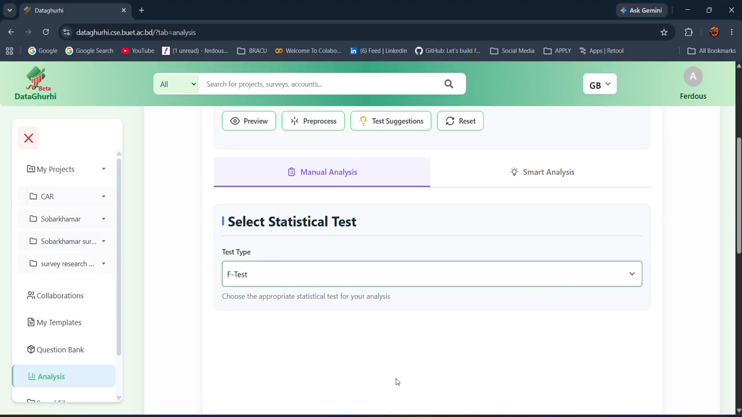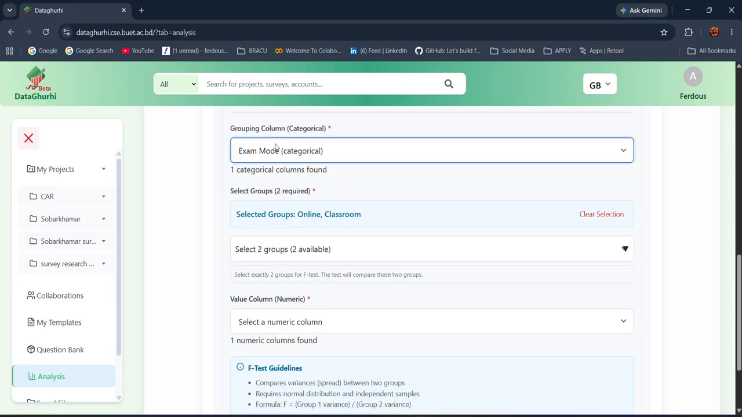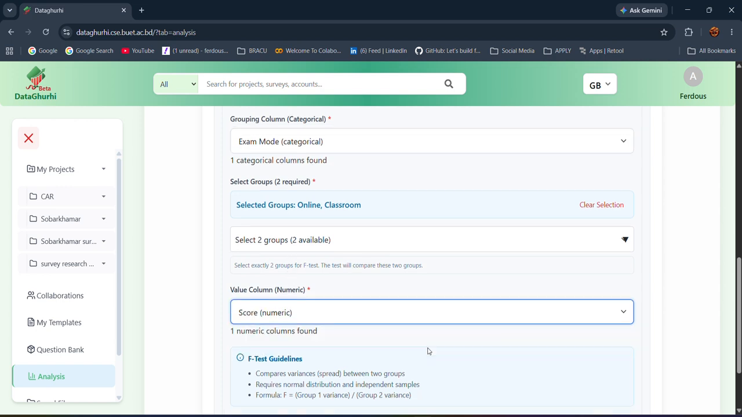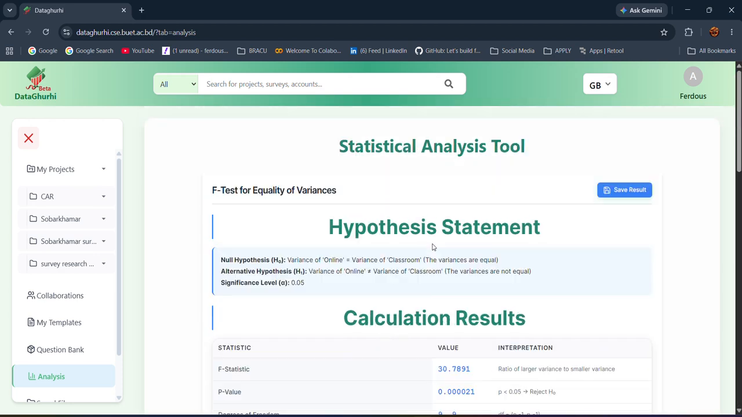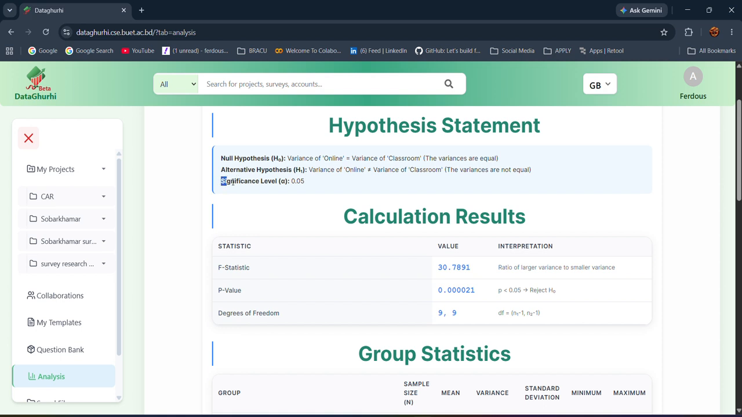So let me run the test. Exam mode and the two groups. Score, analyze data. Here is the hypothesis statement. It can either be null hypothesis, when variance of both are equal, or alternative hypothesis, variance of online and variance of classroom are not equal. Significance level is put as 0.05.